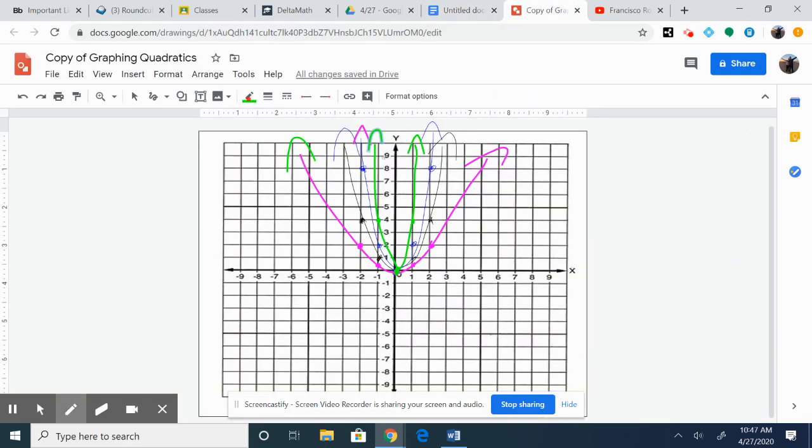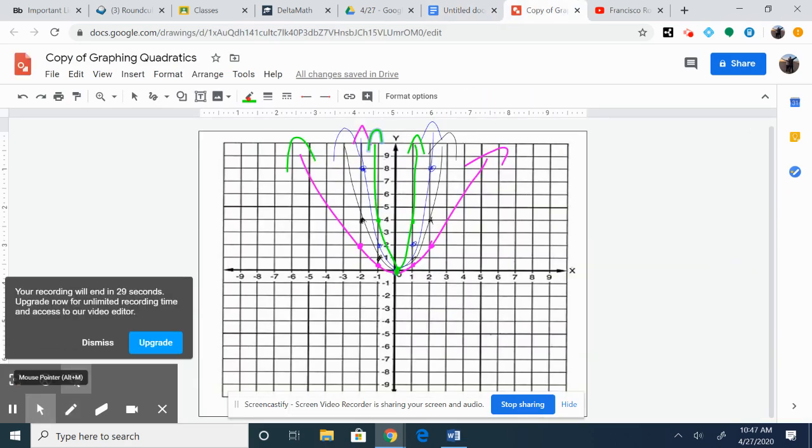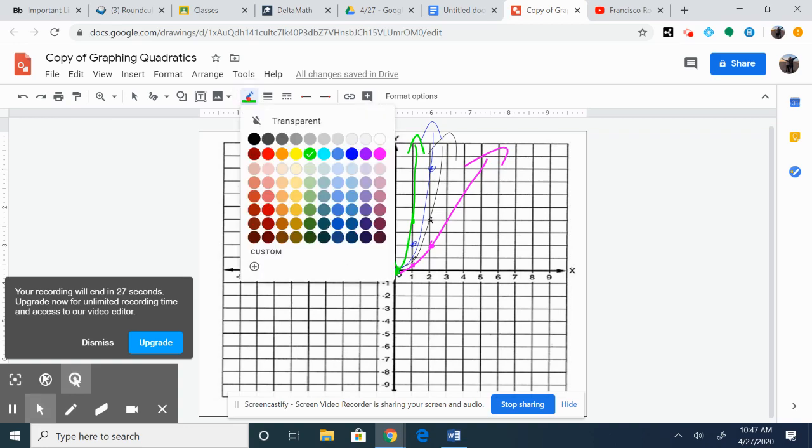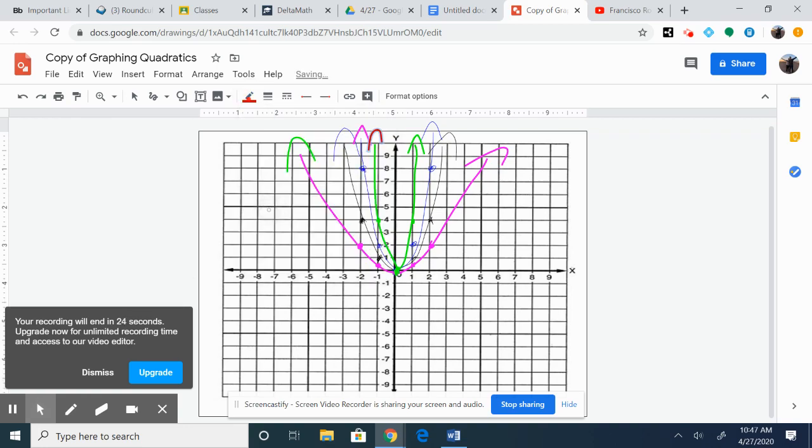So coming over on this side, change the color again. I'm going to go with red. So -2 and 1. -1 and 1/4, a little bit lower. 0 and 0. 1 and 1/4. And 2 and 1. So our graph looks like this.